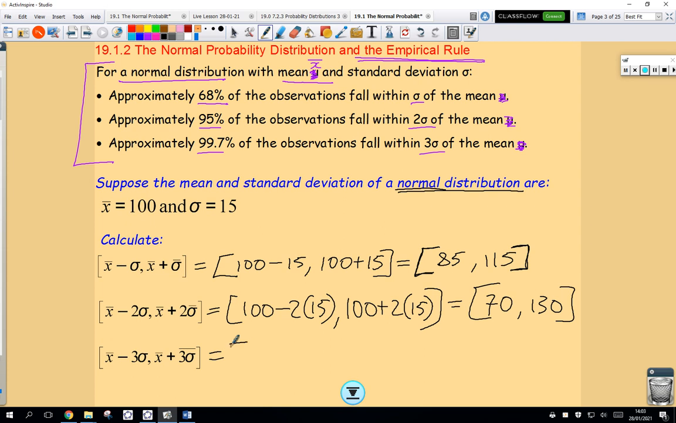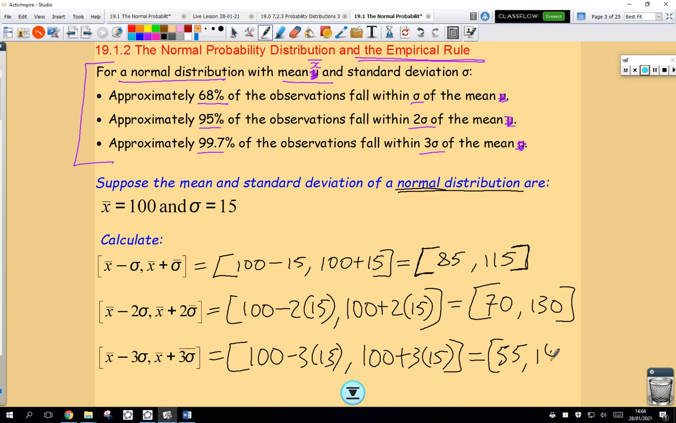And then finally I'm going to look at this one. The mean minus 3 standard deviations. Well, that's 100 minus 3 15s up to 100 plus 3 15s. And what I'd get there, if I look at that, that's going to be from 55 up to 145. So those are intervals. This is saying all the numbers from 55 to 145 inclusive. This is called interval notation. So we're using interval notation here.